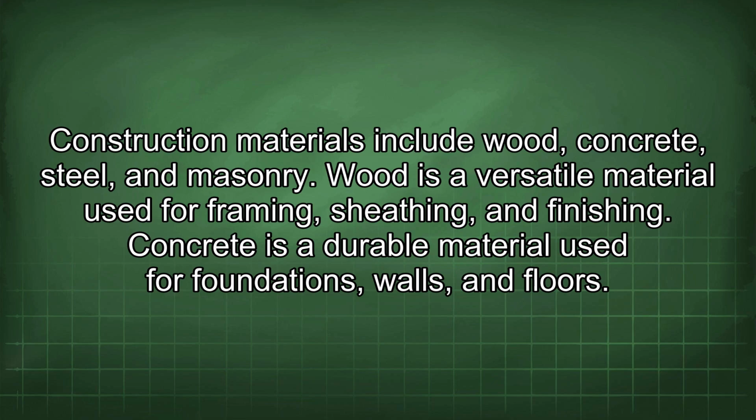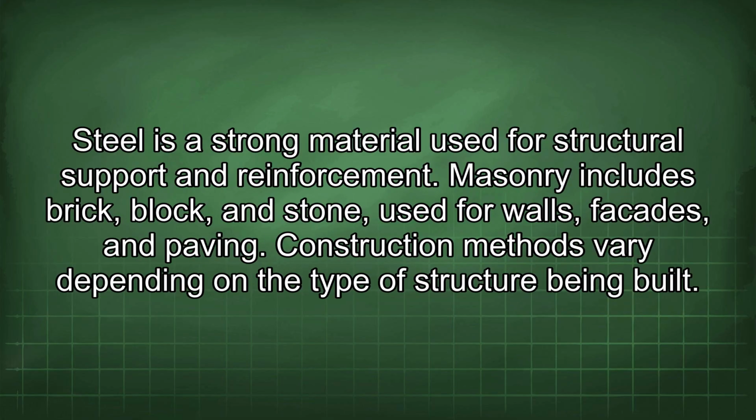Construction materials include wood, concrete, steel, and masonry. Wood is a versatile material used for framing, sheathing, and finishing. Concrete is a durable material used for foundations, walls, and floors. Steel is a strong material used for structural support and reinforcement. Masonry includes brick, block, and stone used for walls, facades, and paving.